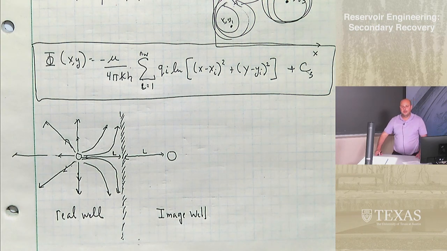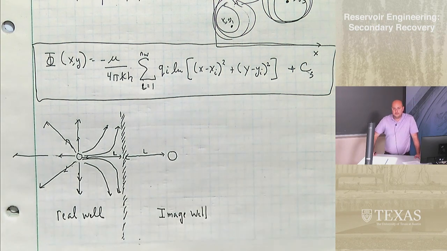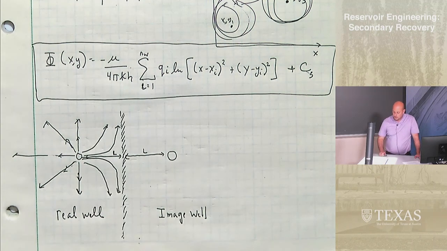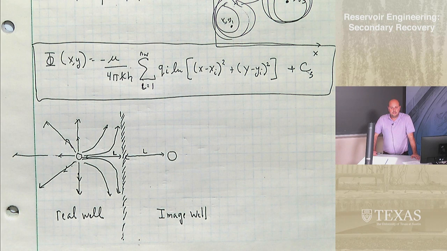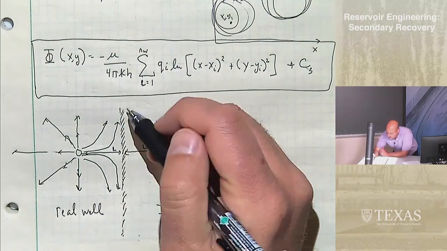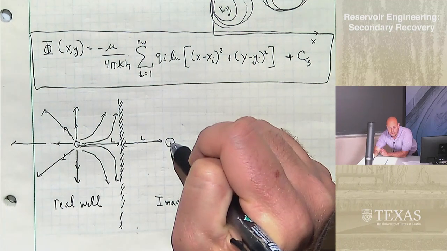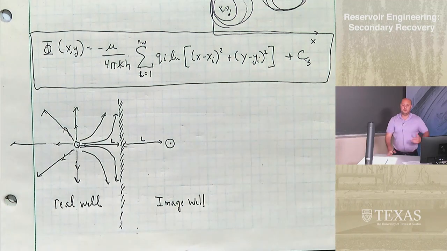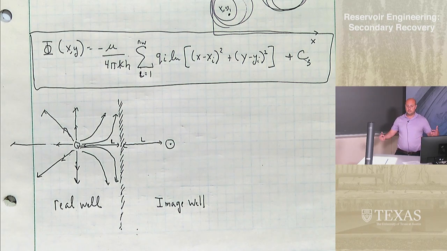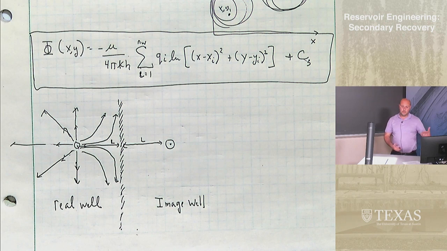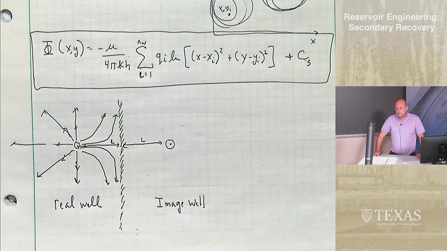And what I mean by image well, it's almost like this well is looking at itself in the mirror. My seal is like a mirror, and on the other side, it sees exactly the same thing. It's its opposite, right? It's its image. And so we can pretend like this seal is gone, and you have one well over here and one well over here. Now they're both injectors, they're not both producers. Okay, this is not an injector going into a producer. This is two things that are identical. So if you're injecting 100 barrels per day in the real well, then we're going to inject 100 barrels per day in the image well.